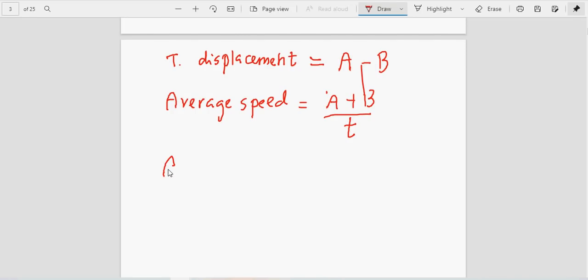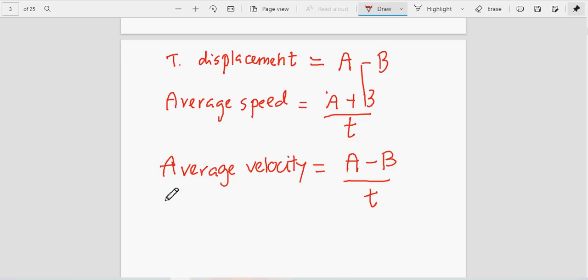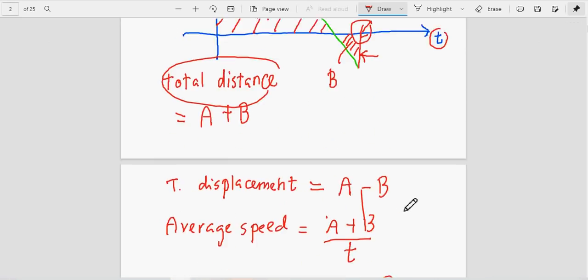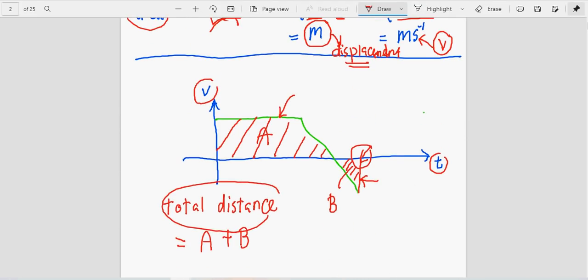But let's say the question asks you to determine average velocity. So average velocity will be total displacement divided by time. Total displacement for this case is A minus B, because B means moving in the opposite direction. So divided by the time taken. Okay, so I think that is the only thing that is penting for this part. So hopefully you can understand.